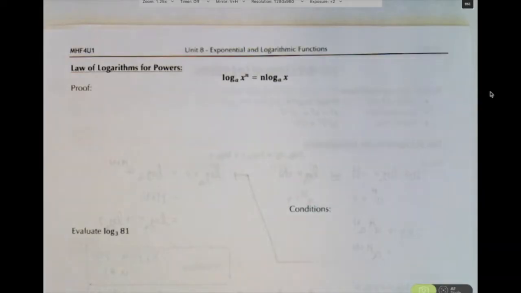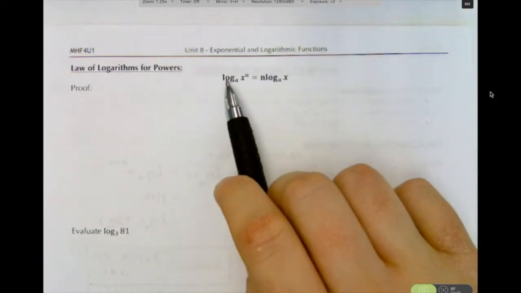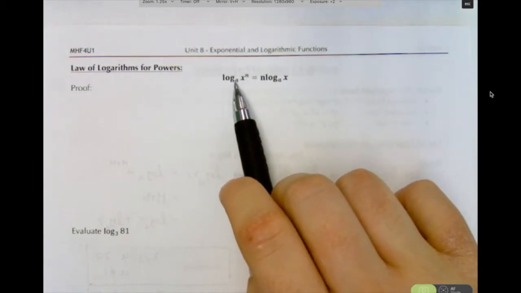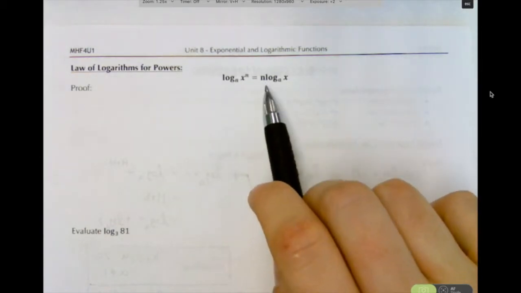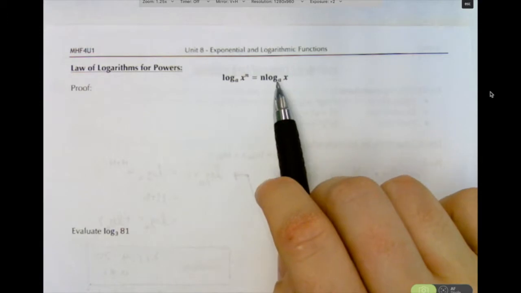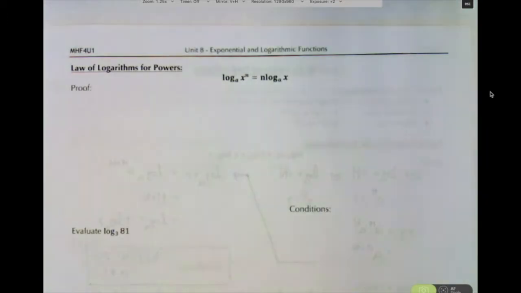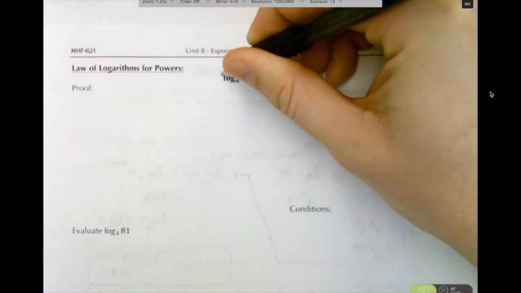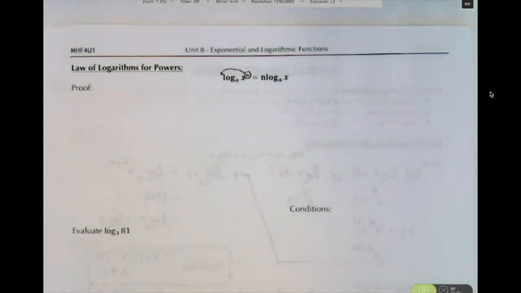The third law is the law of logarithms of powers. And that law states that if you have a log of x to the exponent n, so a power, base a, you can rewrite it as n times the log of x to the exponent a. So if you take a look at what's happening here, it's taking that exponent and bringing it in front of the logarithm and writing it as a multiplication statement.